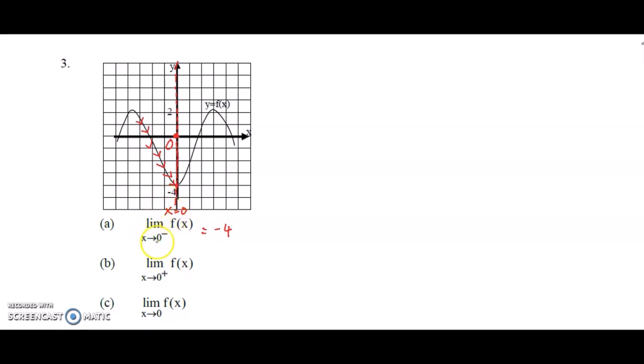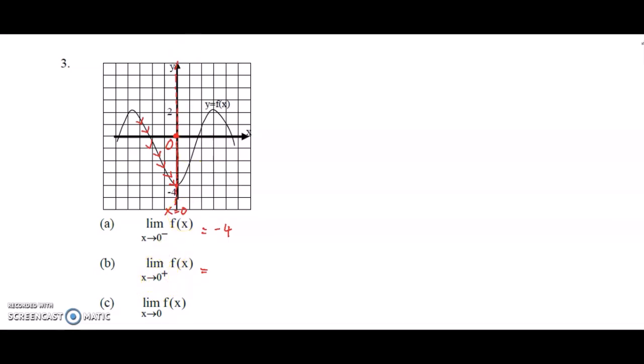So for this question, x approaches 0 negative means that the graph is approaching this line, x equals 0, from the left hand side. Then y approaches negative 4. This is the meaning. Alright, now we proceed to the next question, B. The limit of f(x) when x approaches 0 from the right hand side.